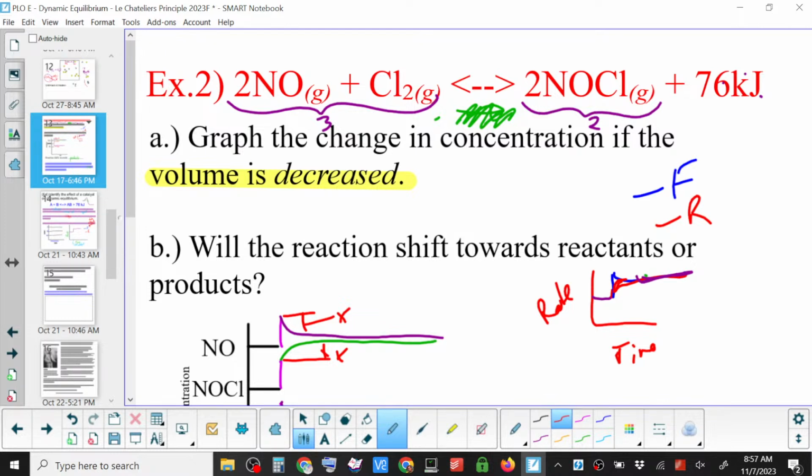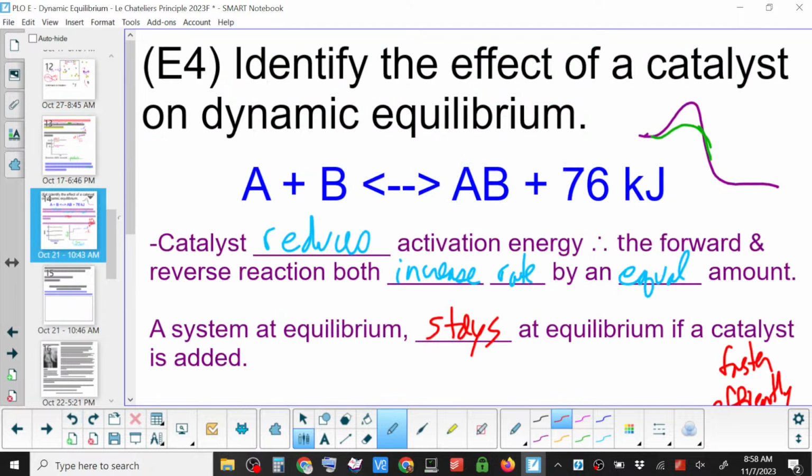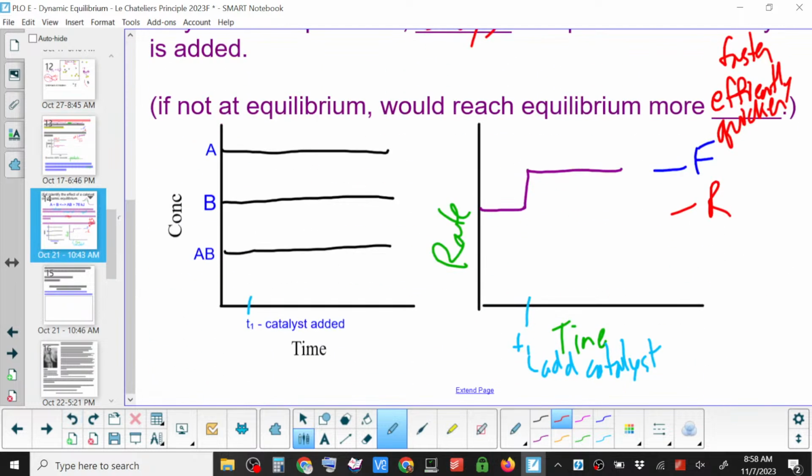Does that make sense? It wasn't at equilibrium at the beginning here because the rates were different. The forward rate was faster than the reverse rate. And there was equilibrium once they both became the same. With a catalyst, they would just both become the same more quickly. Catalyst doesn't change the position of equilibrium.